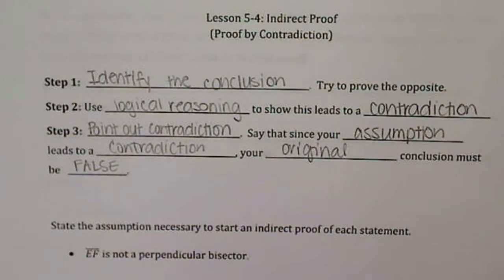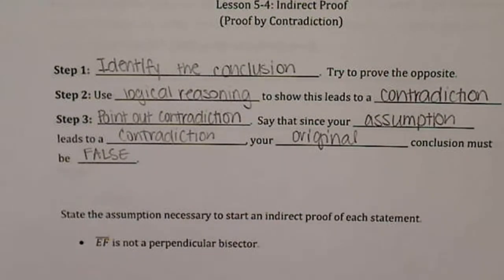So there's 3 main steps to go about doing this. Step 1, identify the conclusion. Remember, that's the statement after the then or the second part of a hypothesis. We're going to try to prove it opposite. So if it says that something is, we are going to say that it is not.